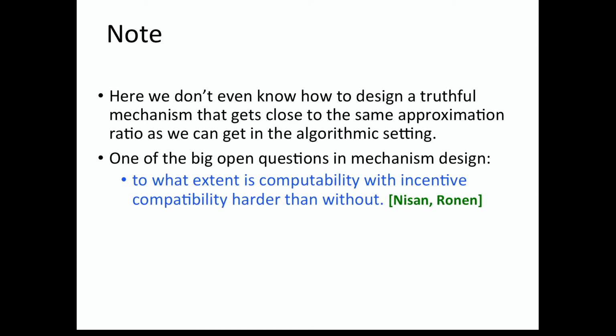And I just want to say that the question I mentioned that's unresolved here, the worst case version of this problem, is one of the big driving questions in the field, which is, to what extent is computability with incentive compatibility harder than without? So if you're going to do computations and you have to be incentive compatible, you have to incentivize the agents to report their values truthfully, that imposes quite severe constraints on what the mechanism can do. And so the question is, how does that affect what we can compute, what problems we can solve?